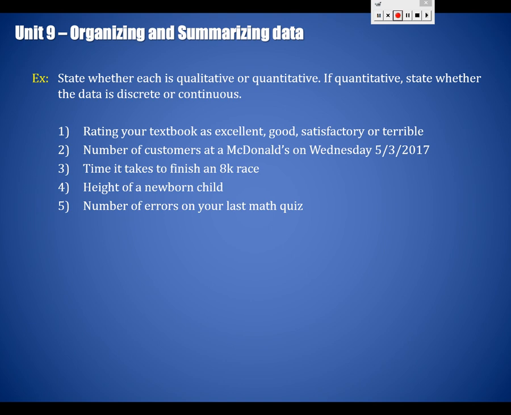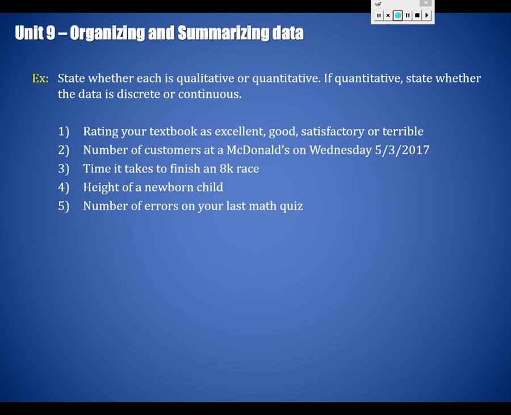Time it takes to finish an 8K race? I don't know who runs 8K races, but there it is. Okay. Quantitative? All right, what are we doing? Qualitative first. What do you think? Qualitative? Quantitative. Discrete? Continuous. Okay. No one wants to fight on any of these? You don't want to fight?